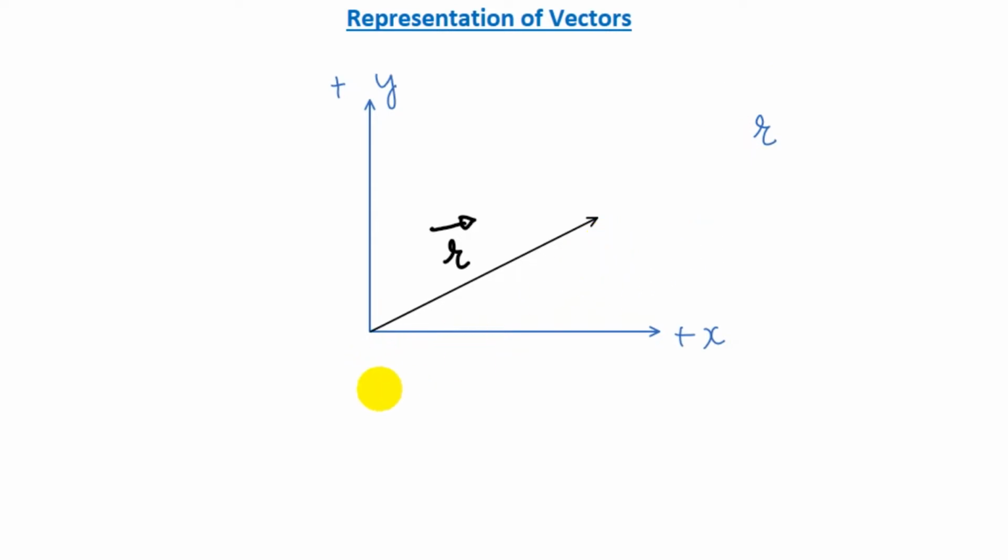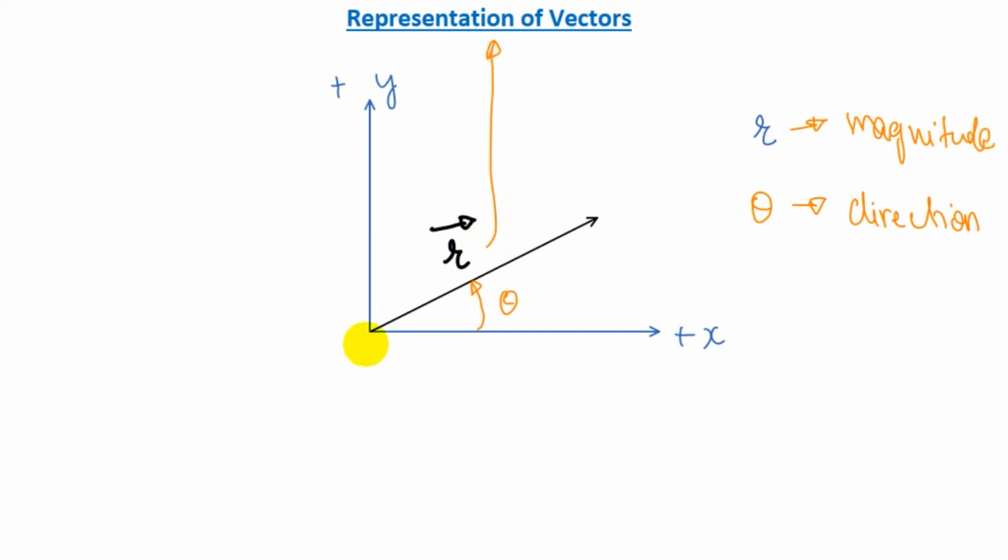Now next, the direction. Let this angle be theta, the angle made by the vector in the anti-clockwise direction from the positive x direction. So let this be theta. Now this theta would represent the direction, and this r will represent the magnitude, and this is the representation of vectors, this r with the arrow on it.